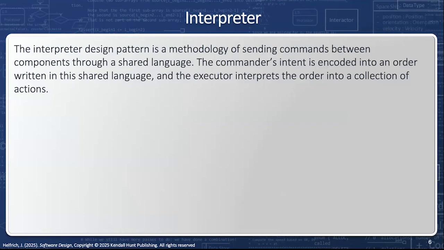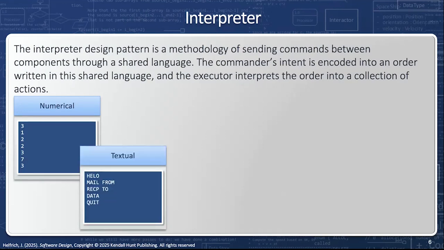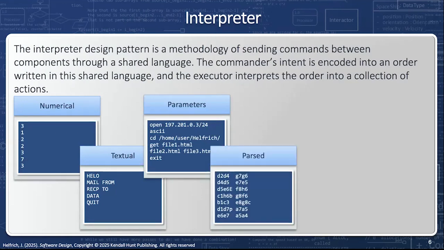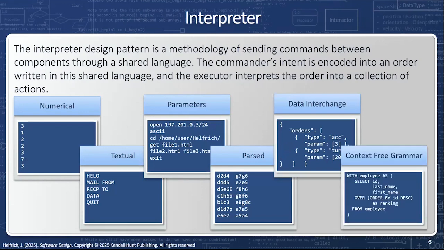And we actually have a pretty big history of how we do this. For an example, I can encapsulate my order in a selection of numbers. Number 3 means do something. Number 1 means do something else. Or I could do it textually, and this is Simple Mail Protocol, how I send it from an email client to an email server. I can set it as section parameters, and this is how we do the command line processing. I could do it as a parse command. This is like Smith notation for chess. I could do a data interchange like XML or JSON. And I can even have a context-free grammar that's super rich, for an example, SQL.